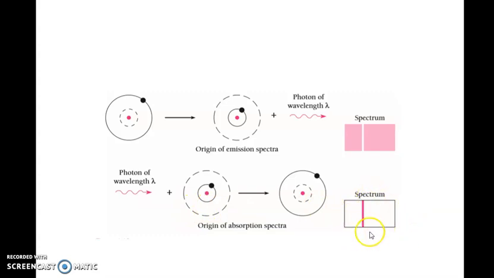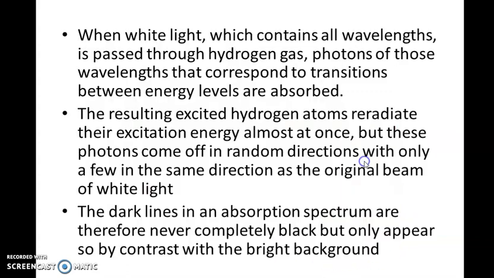We will get a dark line in the bright background. So, we get the absorption spectra. So, when white light which contains all wavelengths is passed through hydrogen atoms, photons of those wavelengths that correspond to the transitions between the energy levels are absorbed. The resulting excited hydrogen atoms re-radiate their excitation energy almost at once.